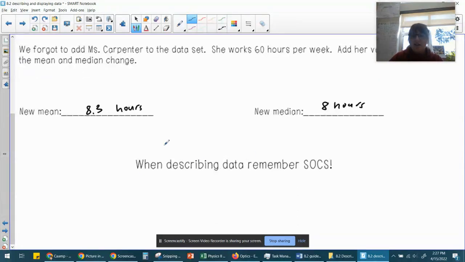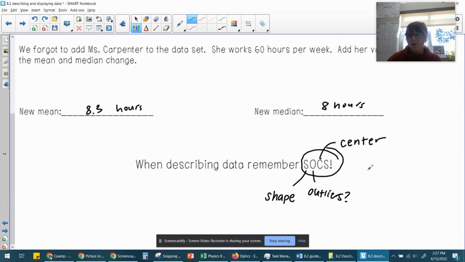So when you're asked to describe this data set, a little way to remember it is with the word socks without a K. S is for shape, so describe if it's symmetric or skewed. Are there any outliers? If there are, mention them. Center, so that's the mean or the median. And then the last is the spread. How spread out is the data. You can use the range for that.